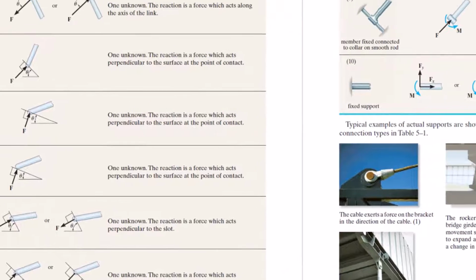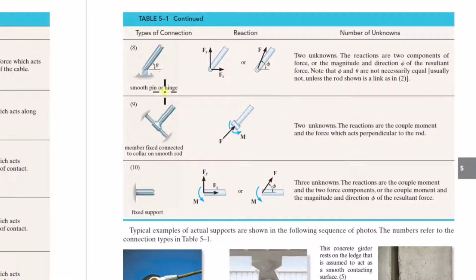If we come here, here's a pin connection. You can represent it like we talked about, with just two component forces or a force and an angle. Here, this can prevent rotation, and it's designed to prevent rotation as well. If you want something set up to prevent translation in this direction and rotation in this direction, this kind of link could work.